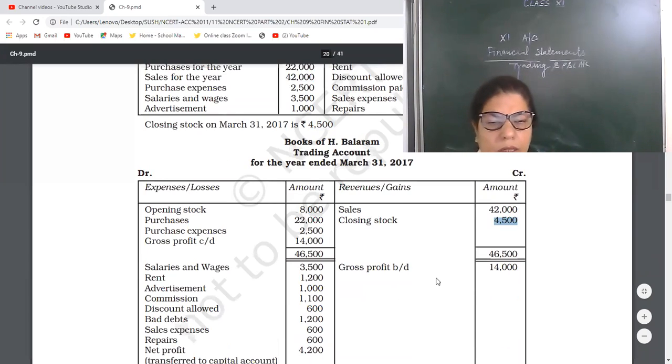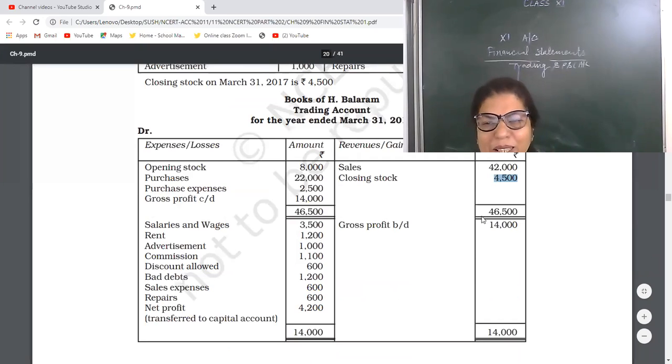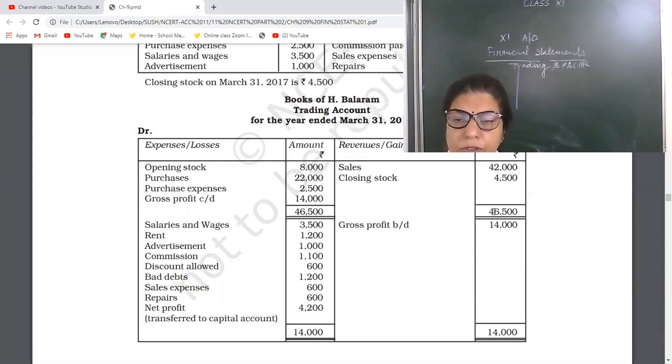Now to calculate gross profit, how to calculate? See, first of all, do the total on the rough side. So the total on the rough side will be 46,500 and the total of this side is 32,500. So 46,500 minus 32,500, gross profit will be 14,000. See, I am going to show you on the board. What is the total of this side?